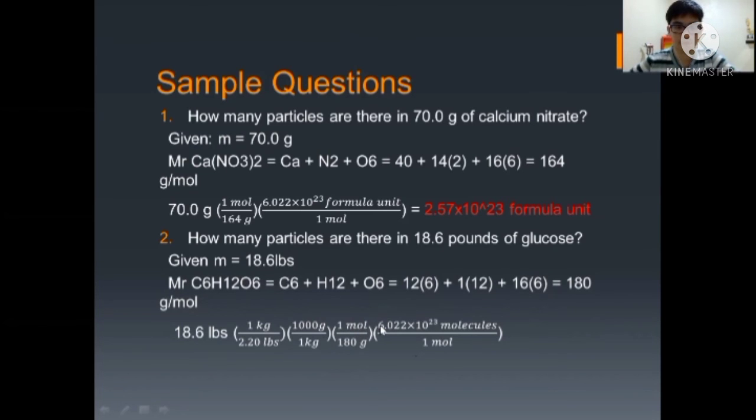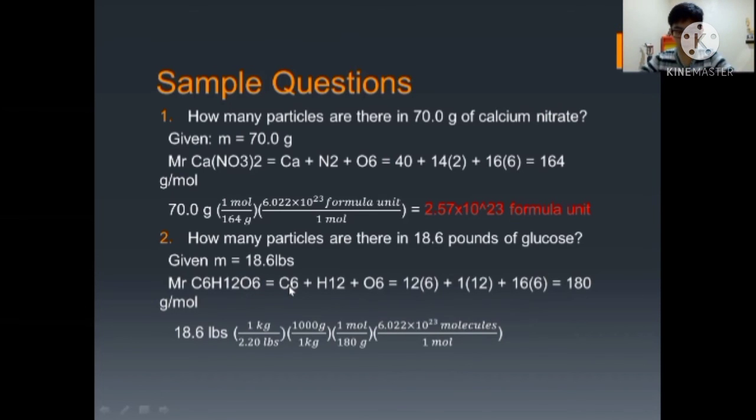By that, we use our Avogadro's number again, 6.022 times 10 raised to 23 molecules. Why I use molecules here is because it's a covalent compound. It's all non-metals that form chemical bonds: carbon, hydrogen, and oxygen. They are all non-metals, which means they're covalent compounds. That's why I use molecules. And afterward, you insert all of these numbers into your calculator.